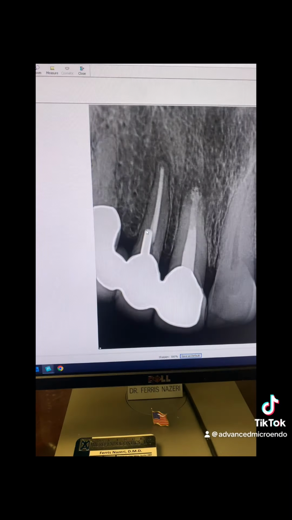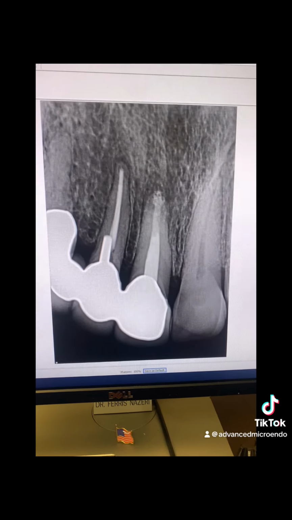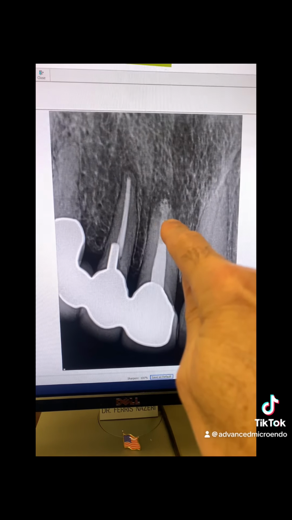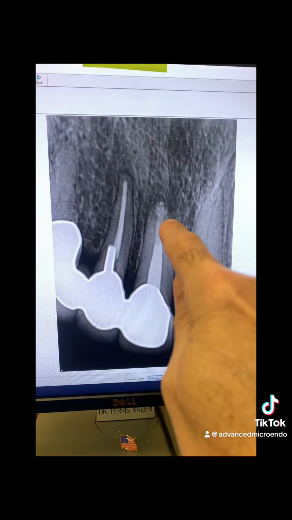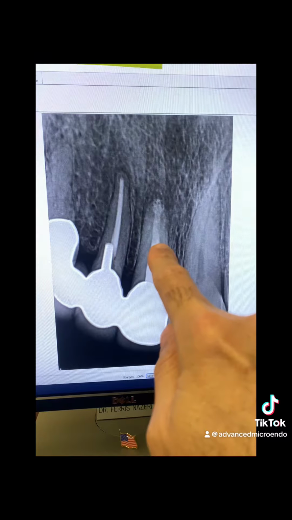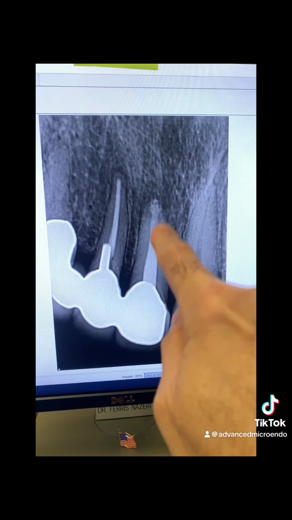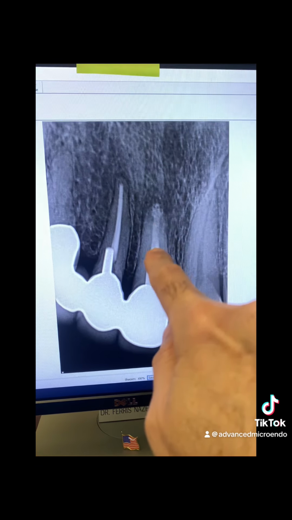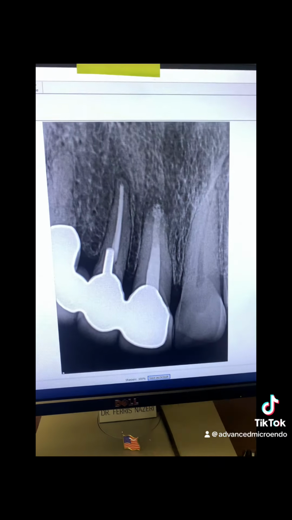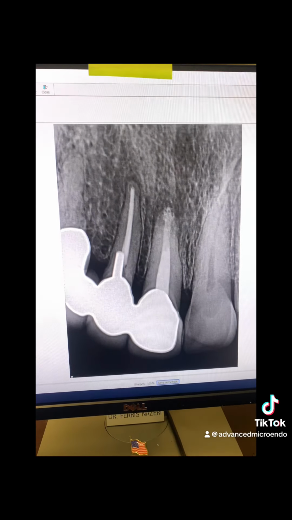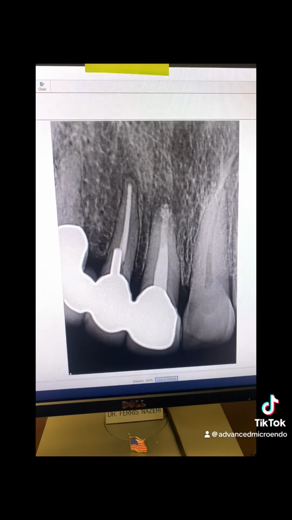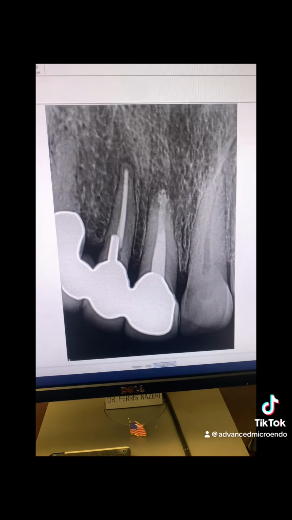And here's the post-op. So as you can see, everything went great. The apical diameter was over 80. And I went ahead and used white MTA. So that's an MTA plug, followed by gutta percha and sealer, temporize the tooth, and refer the patient back to her dentist for the permanent restoration.